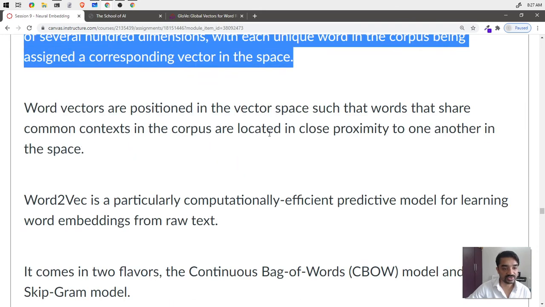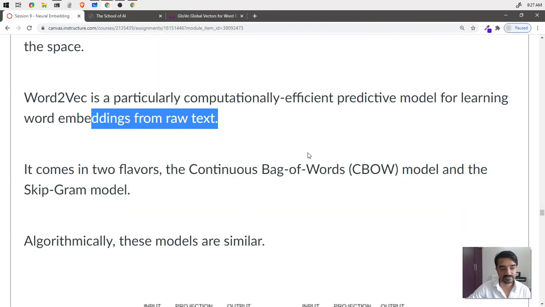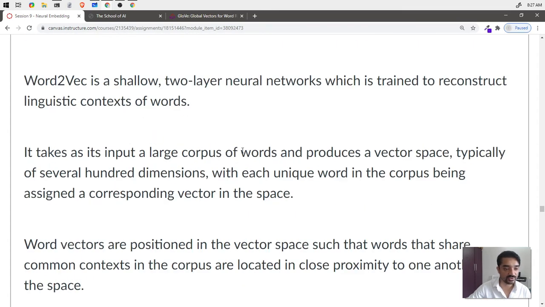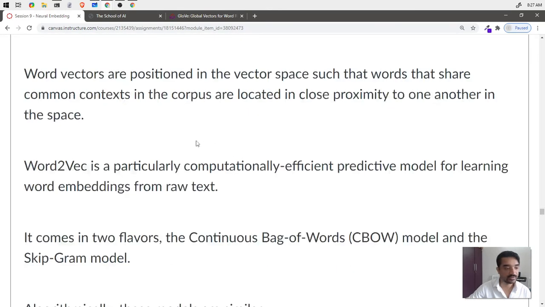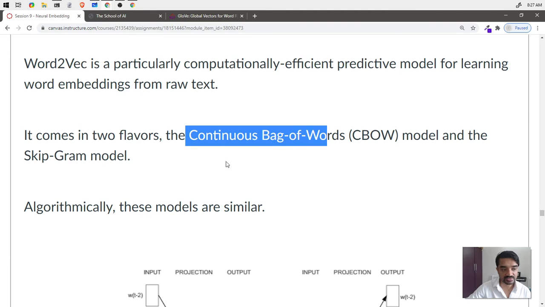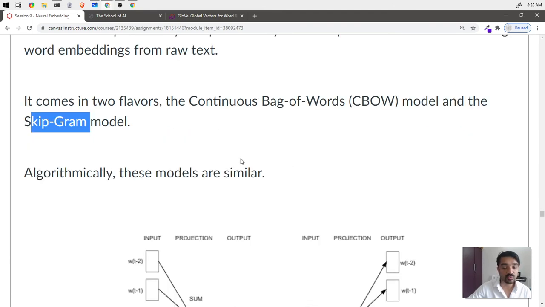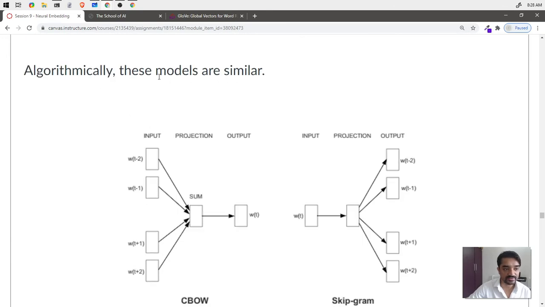Word vectors are positioned in the vector space such that words that share common context in the corpus are located close to each other, right? It has a semantic structure also, as we discussed, and it's a particularly computationally efficient predictive model for learning word embeddings from raw text, because it's very small. You can see we have only two fully connected layers, a two-layer neural network. Now it comes in two flavors: the continuous bag of words and the skip-gram model, right? So what is word2vec? Algorithmically, the models are similar.